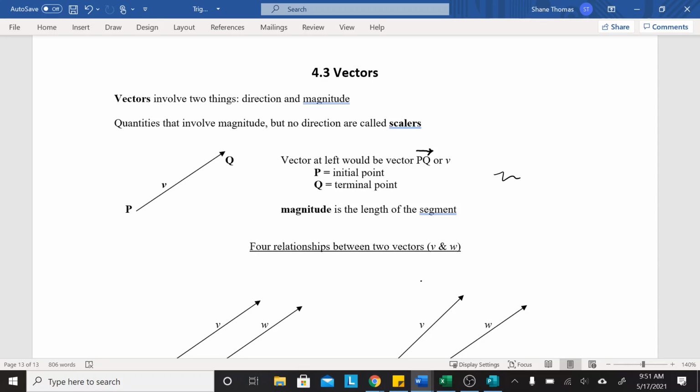Okay? So, looking at this one, you have two different points on it. One is called your initial point. That's where it starts. Two is your terminal point. That would be where it ends. Initial, terminal. Where it starts, where it ends. And it would be in an arrow format of PQ right there. It'll be called vector PQ. And then the length of the segment is called your magnitude.